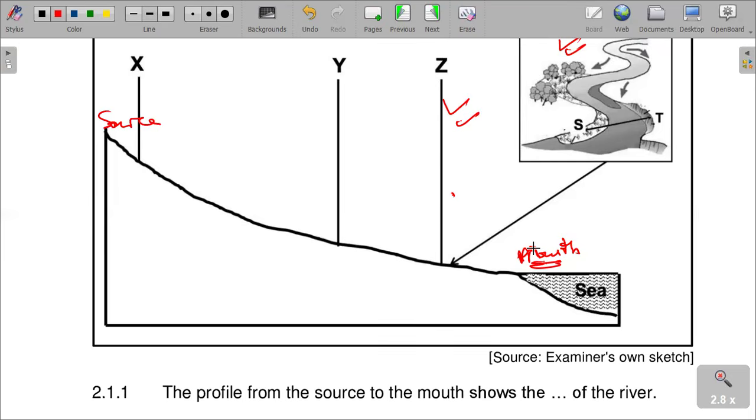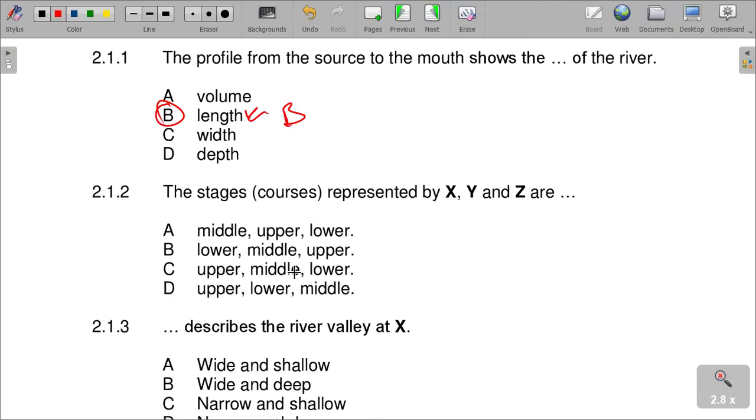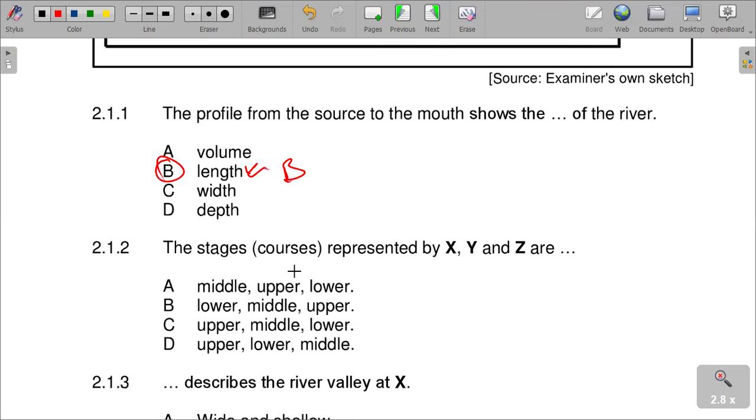2.1.1 is saying the profile from the source to the mouth shows the dash of the river. It shows the length of the river channel, which is the stages or courses represented by X, Y, and Z. These are the upper course, middle course, and lower course, which is letter C.